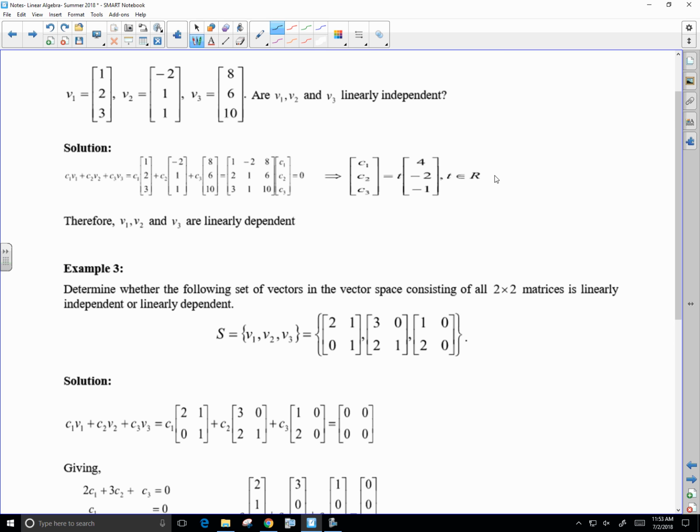All right, so here's a case of dependent. The previous one was the trivial solution. Here it's not. You got something other than 0.